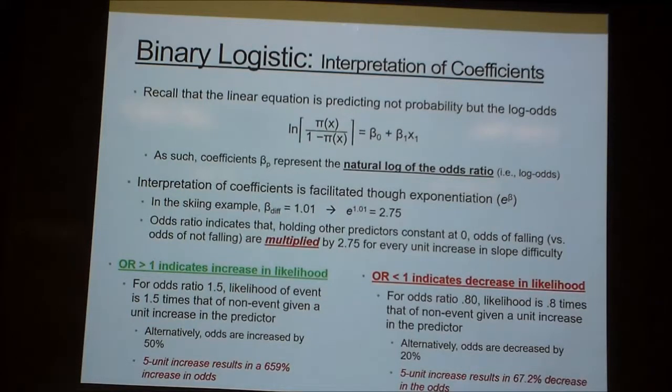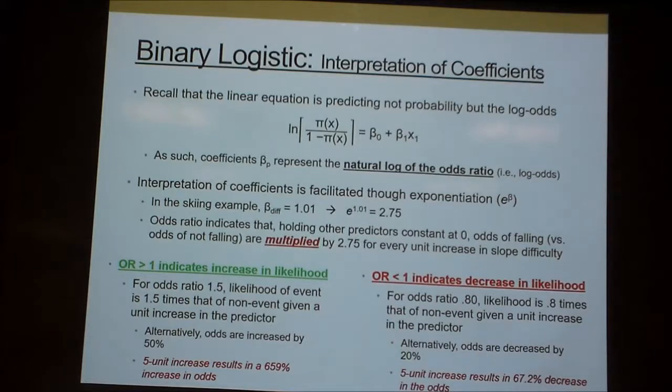So if you're just talking about it, you're just saying the odds of falling versus not falling are 0.8 times, or the likelihood of falling is 0.8 times that of not falling, given a switch from autumn to spring. You don't have to say a decrease because it's an odds ratio less than 1. It already says that. Now, if you want to talk about things in decreasing terms, again, we can take 1 minus this 0.8, and we can say alternatively our odds of falling are decreased by 20% by skiing in the autumn versus the spring.